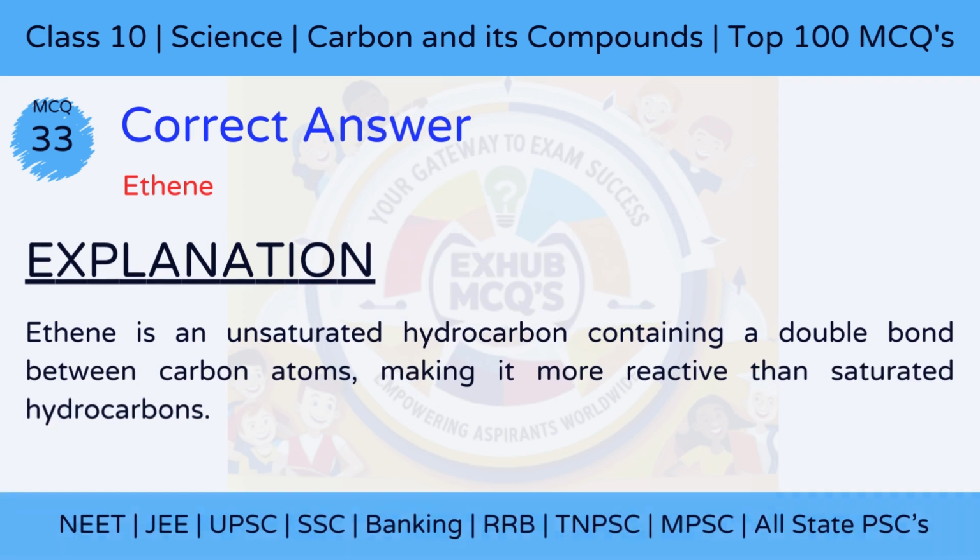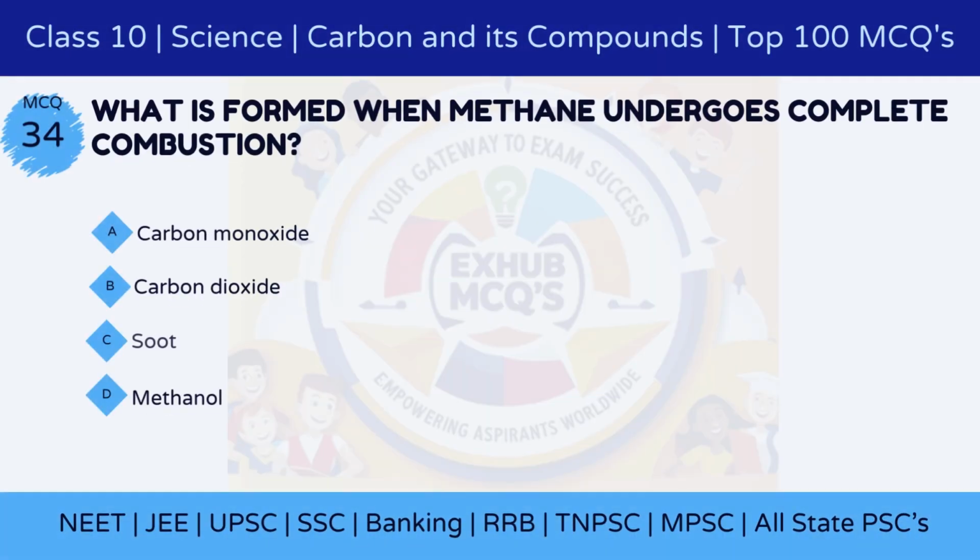The correct answer is option C, ethene. Explanation: Ethene is an unsaturated hydrocarbon containing a double bond between 2 carbon atoms, making it more reactive than saturated hydrocarbons.